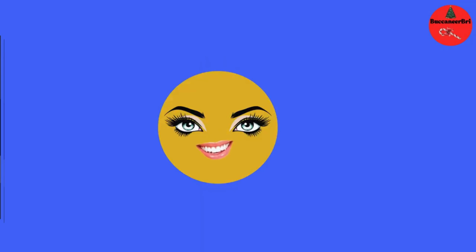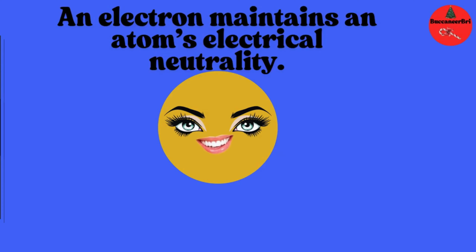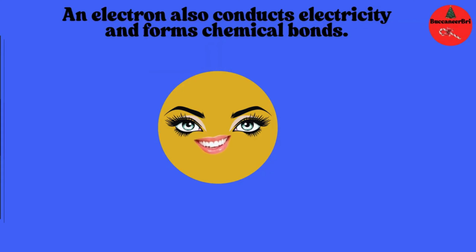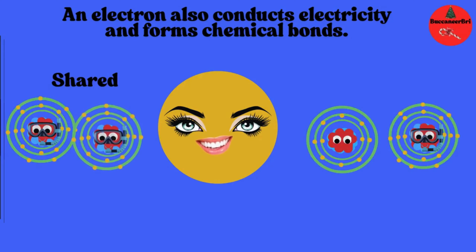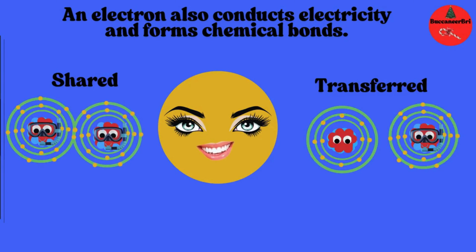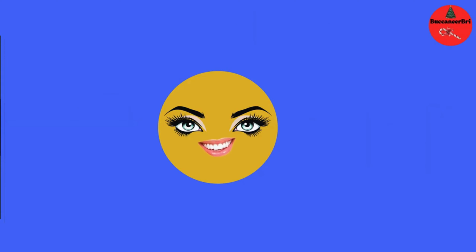You should know me already. I am an electron. I maintain an atom's electrical neutrality, as well as conduct electricity and form chemical bonds by being shared or transferred between atoms. You see, our arrangement and movement determine the chemical properties of an element and drive chemical reactions.